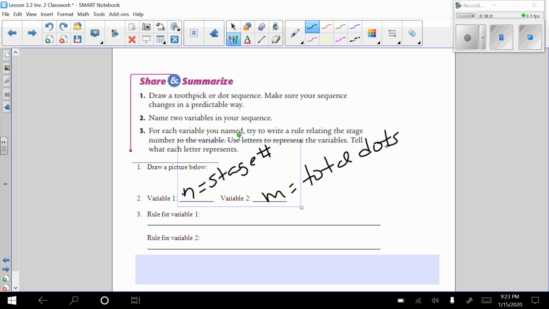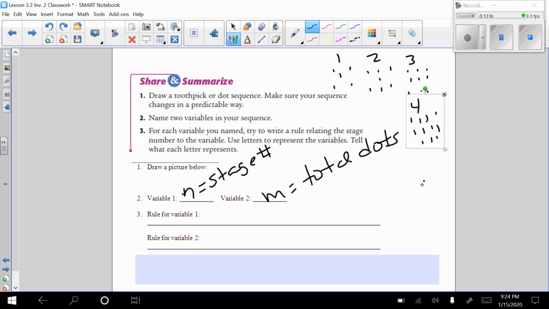So let's draw a picture here to show what I want to do. If I'm going to draw my picture, I'm going to draw it up top here for stage 1. I'm going to draw a picture that has 5 dots. For stage 2, I'm going to draw a picture that has 7 dots. Stage 3, I'll draw a picture with 9 dots. And for stage 4, I'll draw a picture which has 11 dots. Now, those are my 4 stages that I just drew my picture for.